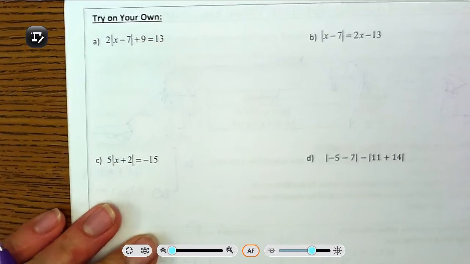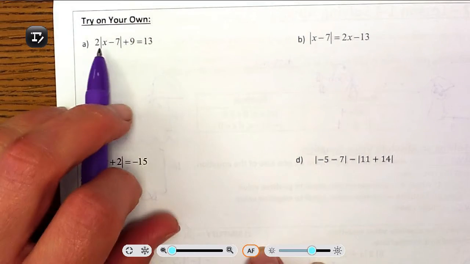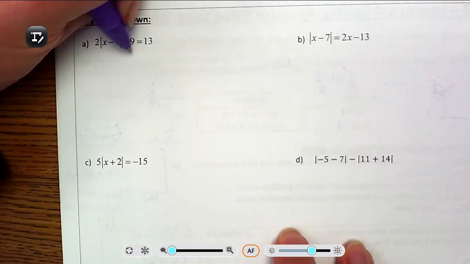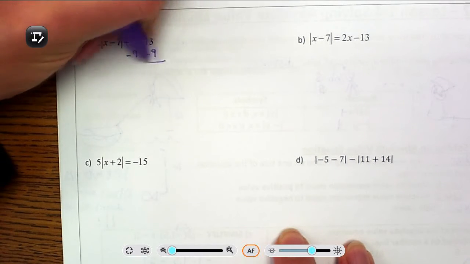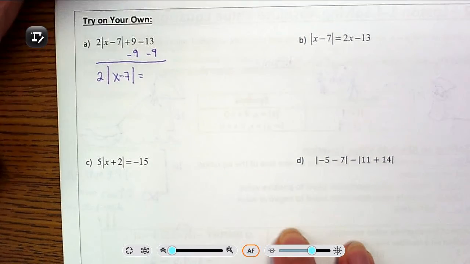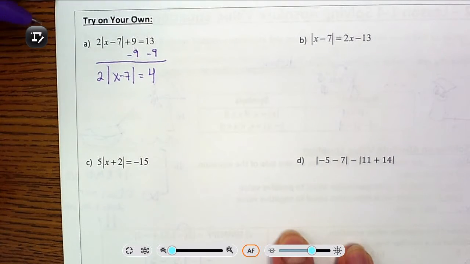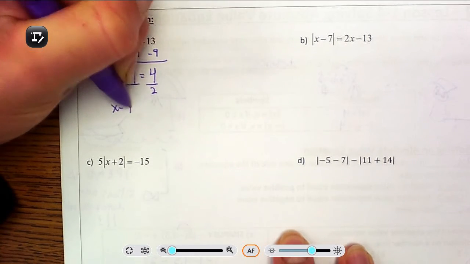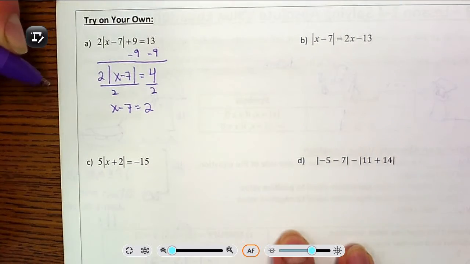Okay, try 4 more problems. All right, on the first problem here, we want to do what? Isolate the absolute value. Subtract 9 from both sides. 2 absolute value of x minus 7 equals 4. Divide by 2. X minus 7 equals 2.